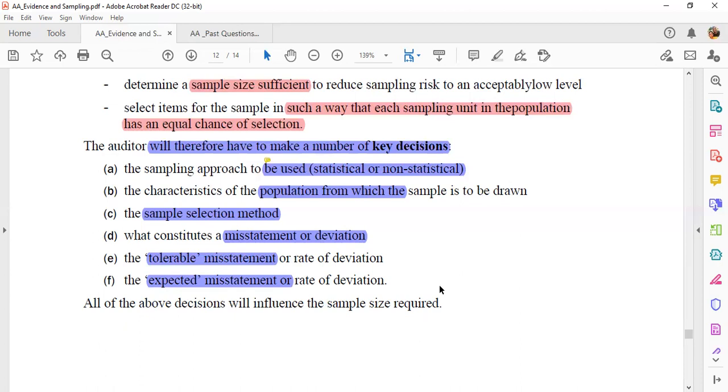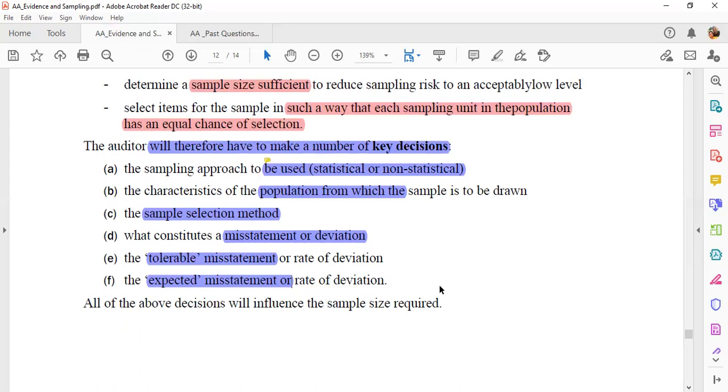So when I'm starting the project, I also need to set my tolerable misstatement. What is the expected misstatement? That is, what am I expecting? If I've set my tolerable, then what is the expected? Let's say I set 10%. So if I see 8, it is not bad.